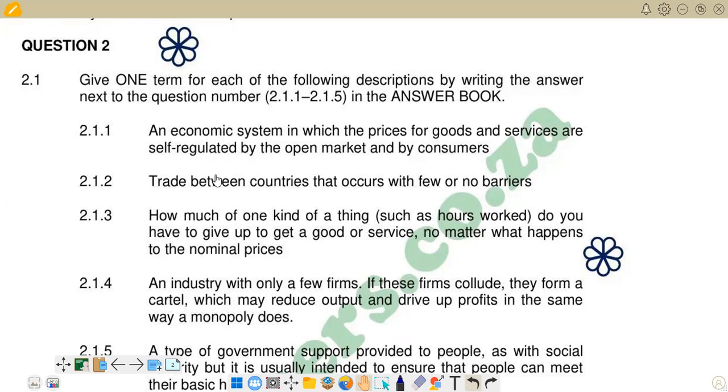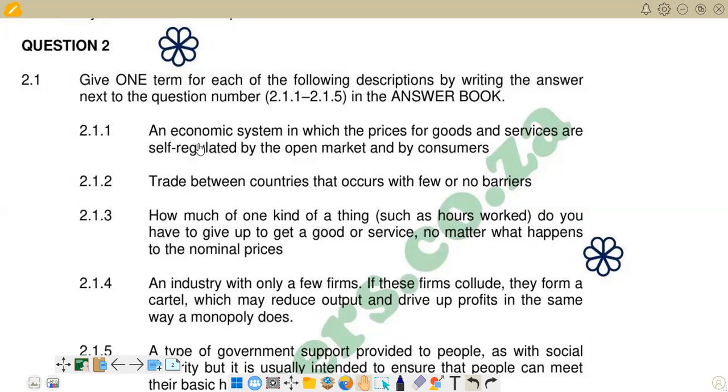Remember, we have four different types of economic systems. We have the traditional economic system, the planned economic system, the free market economic system, and finally the mixed economic system. So the most appropriate here is the market system, whereby there's no government interference, there's private ownership, and decisions are determined by the price mechanism, that is the forces of supply and demand.